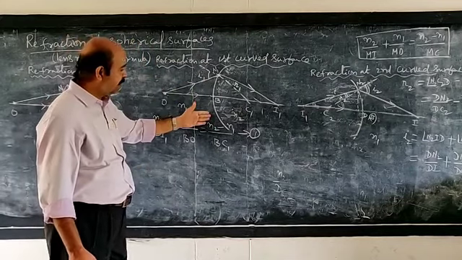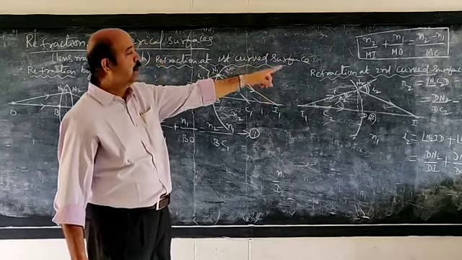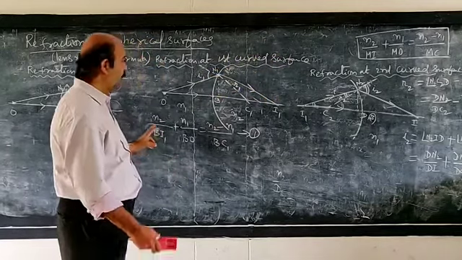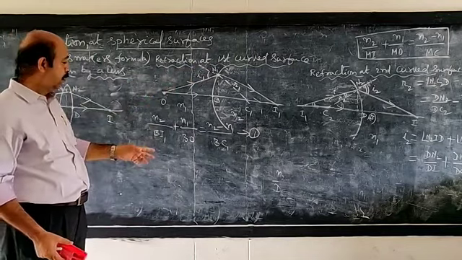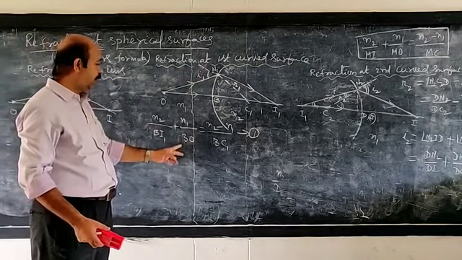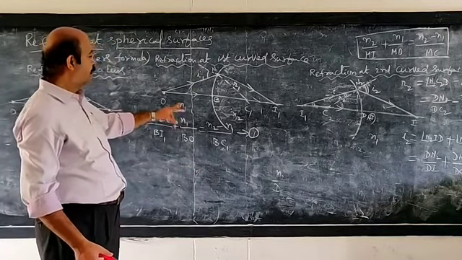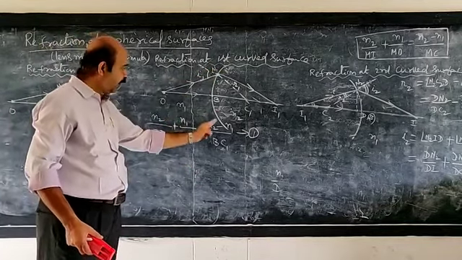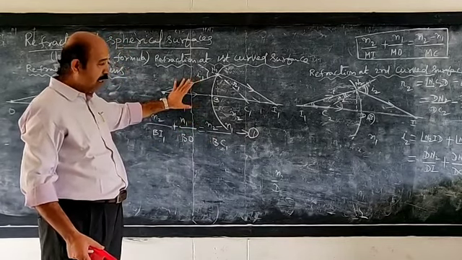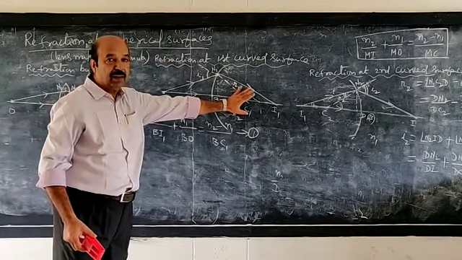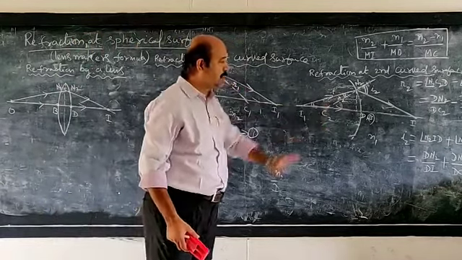For the first curved surface, as it was done earlier, I will directly use that formula. That is N2 by Bi1, with B in the place of M, plus N1 by Bo, equal to N2 minus N1 by BC1. C1 is the center of curvature of the first curved surface. N1 is the refractive index of the rarer medium, and N2 is the refractive index of the denser medium. Now let us come to the second curved surface.